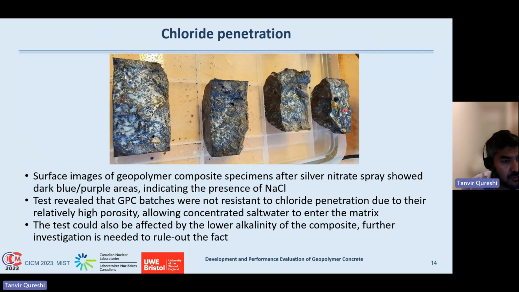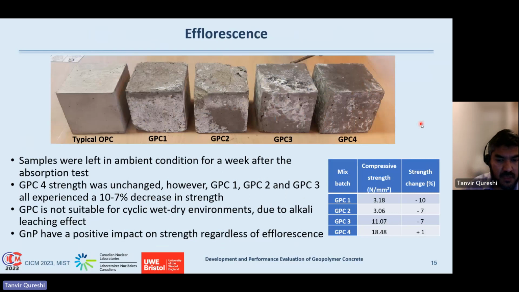However, we could also suggest that the silver nitrate spray effects may not be quite determining, due to the fact that the composite systems' alkalinity could be low because this is a geopolymer system. So further investigations are needed to rule out how much chloride ion penetration has exactly happened in these composite systems.